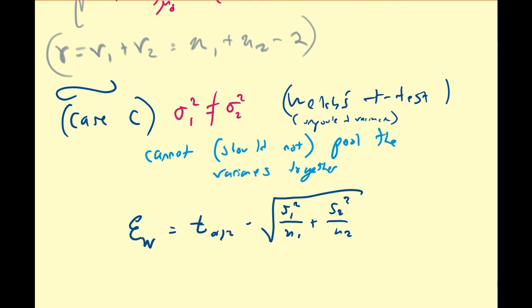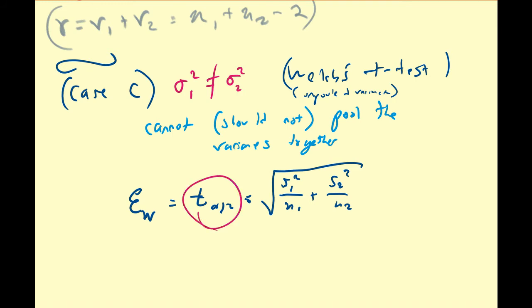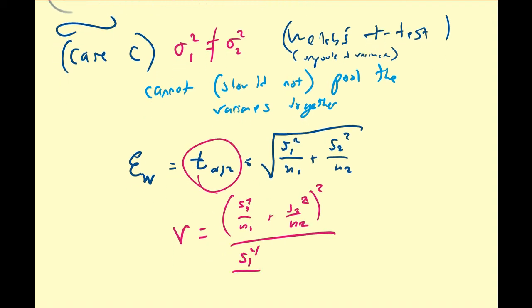The only difference here is the degrees of freedom. Since we do not necessarily know the appropriate degrees of freedom, the approximation is typically going to be equal to S1 squared over N1 plus S2 squared over N2, the quantity squared, divided by S1 to the fourth over N1 squared times nu 1 plus S2 to the fourth over N2 squared times nu 2. I'm not going to derive where this comes from, but this is going to be the degrees of freedom for the t-distribution. And, of course, the same exact confidence interval applies.